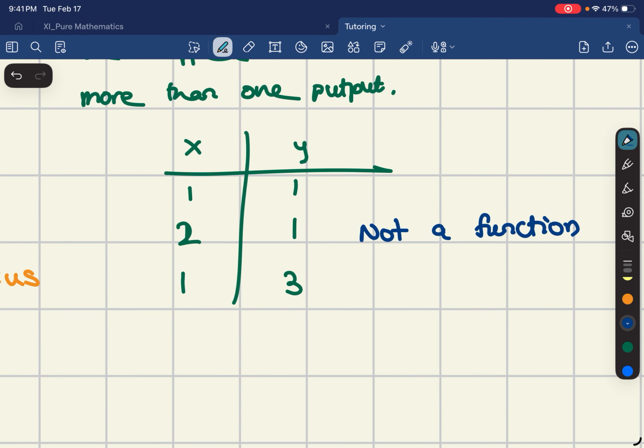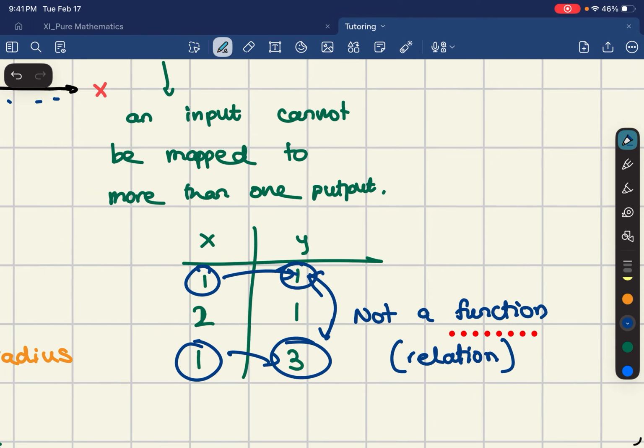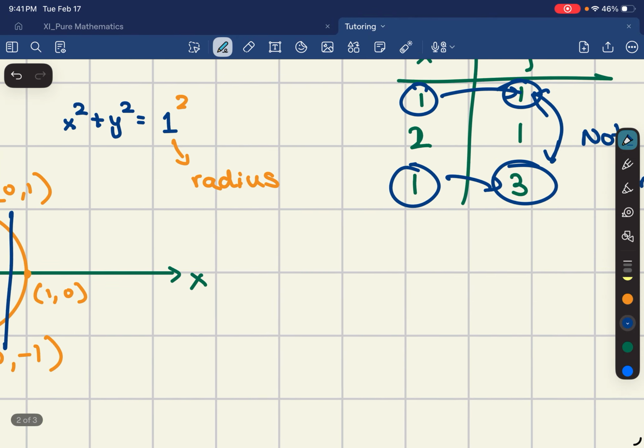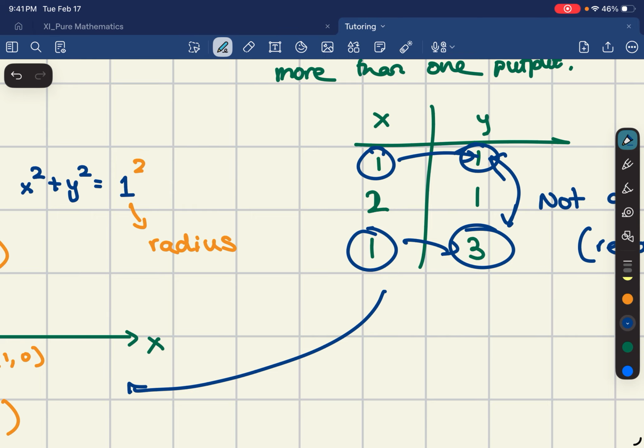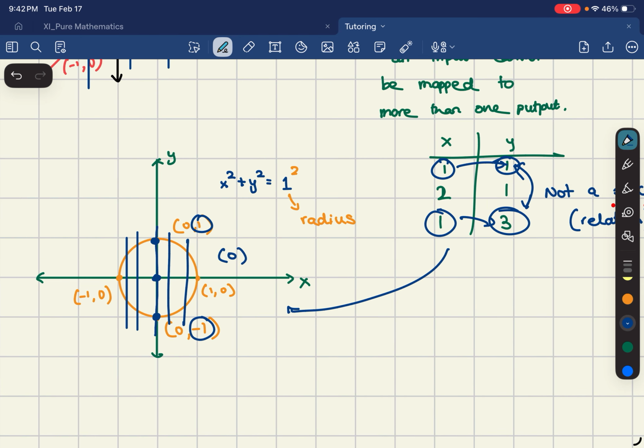This is what we call a relation, I think. But this is not a function anymore because the number 1 is being linked to 1 and 3. So for one input, we have more than one output. This is not possible for something to qualify to be a function. And this is the same thing that we were looking at with the vertical line test. One input, which is 0, is being mapped to two outputs, minus 1 here and plus 1 there. So that's why it cannot be a function.